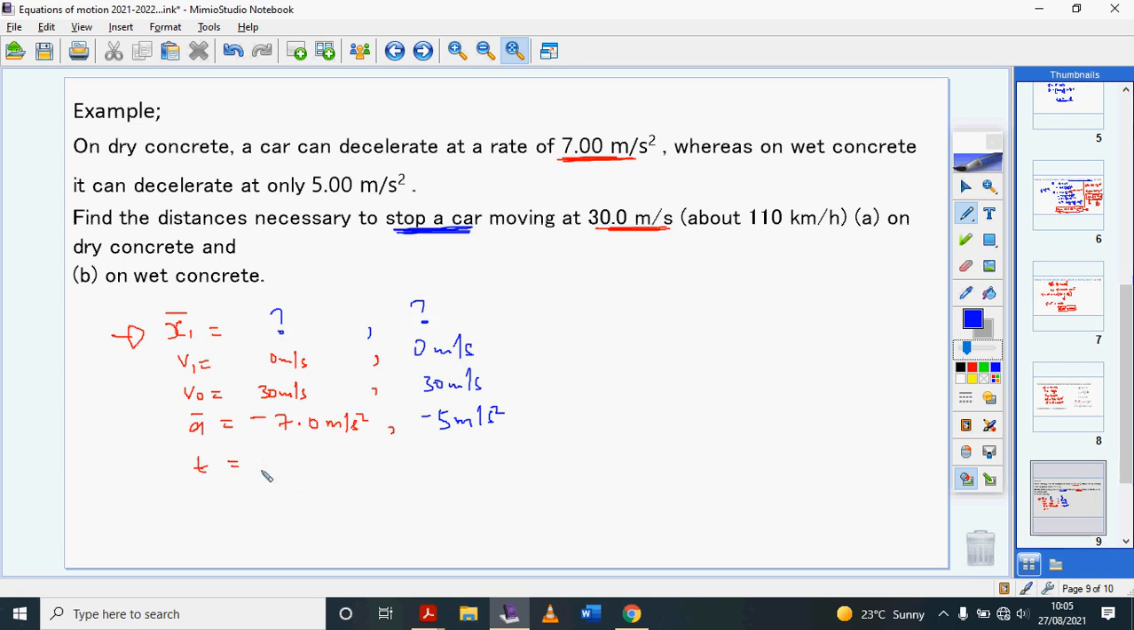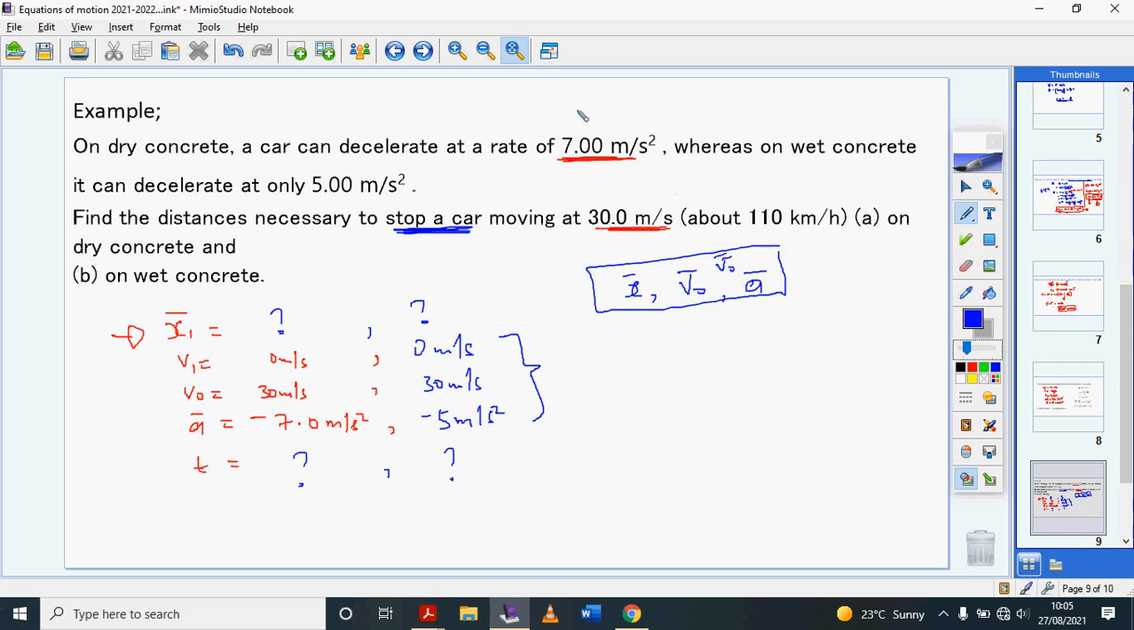If they wanted, they could also have asked us for the time for both dry and wet, but this question didn't ask for it. Because I already have 3 out of the 5 quantities, I can use these 3 to find the displacement that's being asked for. So I need to find an equation that has displacement, final velocity, initial velocity, and acceleration.